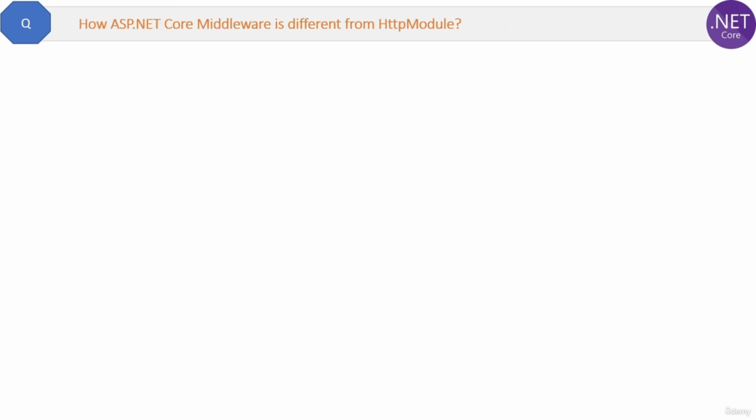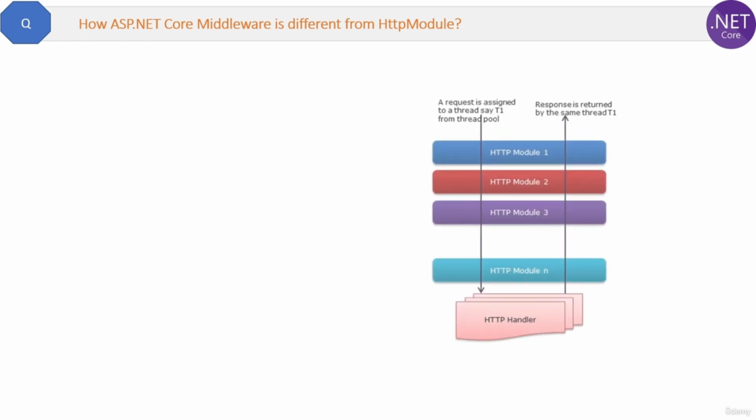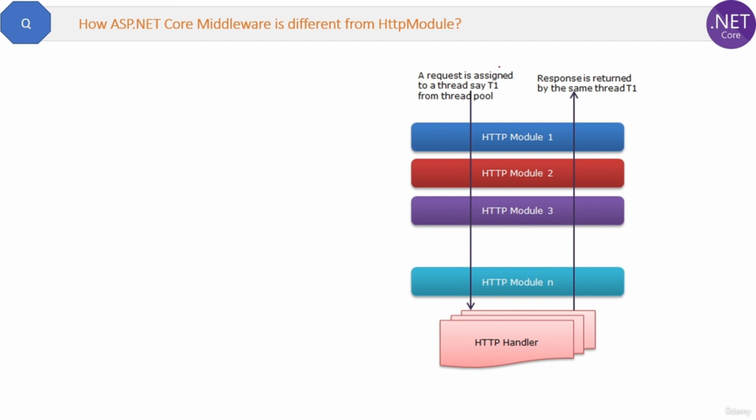How is ASP.NET Core middleware different from HTTP module? Now in ASP.NET Web Forms and MVC, if you remember, there were HTTP modules, okay? If you are already aware of them, then that's great. Even if you are not, then no problem, now you will know it, okay? If you see this diagram, HTTP modules are part of the request pipeline only, okay? So HTTP modules are almost like middlewares only.